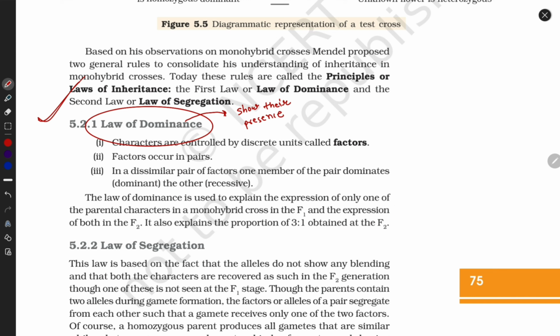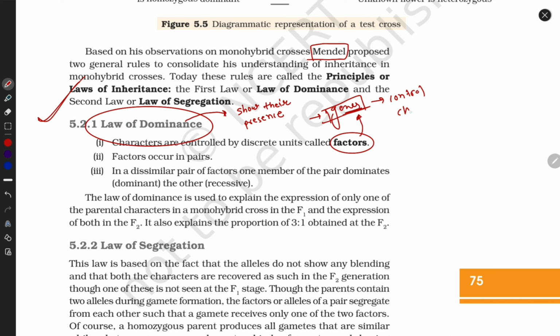At the time when Mendel discovered these things, he did not know that genes are responsible for our characters, like what kind of genes control what kind of factors. At that time they called them factors. In future, these factors were called genes. Now guys, genes are the functional and structural unit.